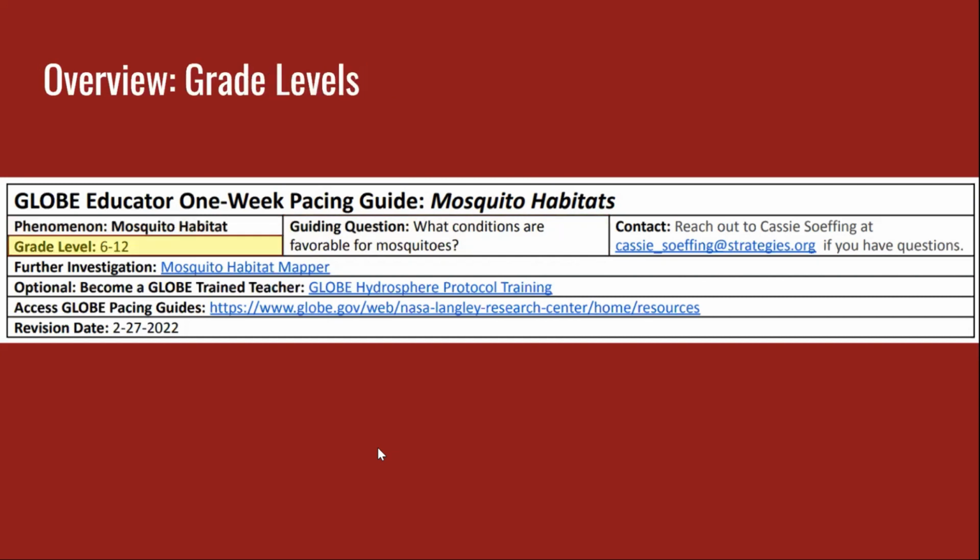The phenomenon is mosquito habitat. This is grade levels 6 through 12. That being said, there's absolutely no reason that this couldn't be done with younger students. There's one activity in particular that you might want to swap out, but because of the one activity with the graphs, we aligned it to these standards.